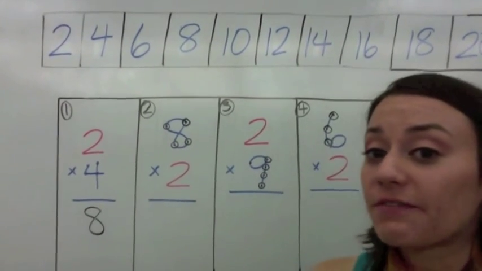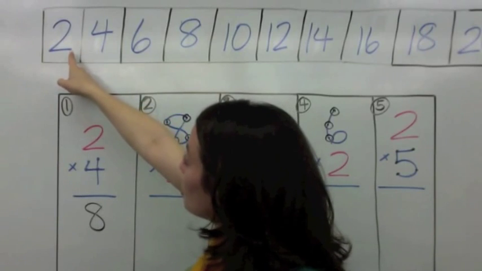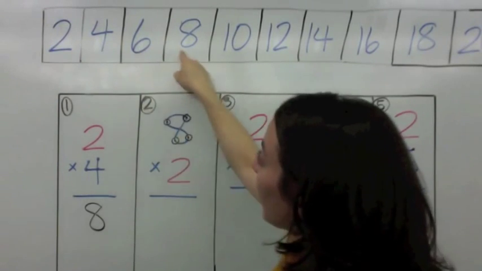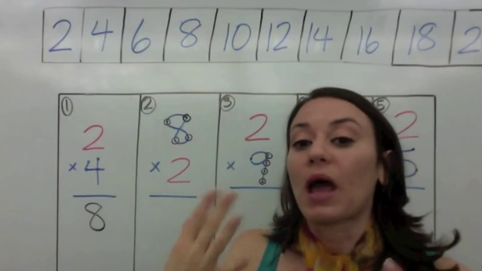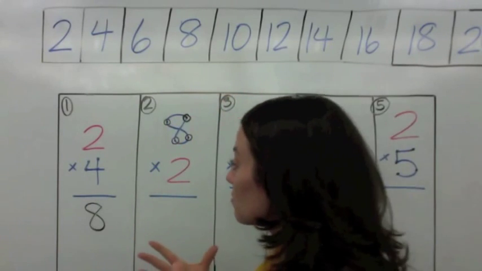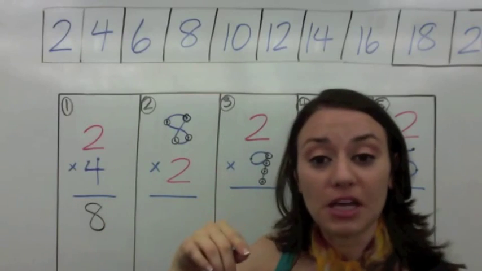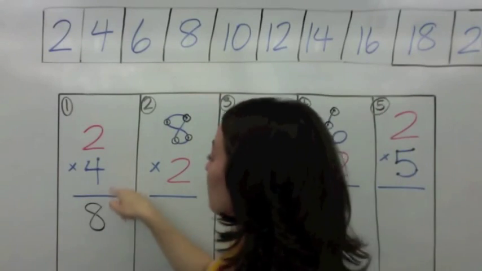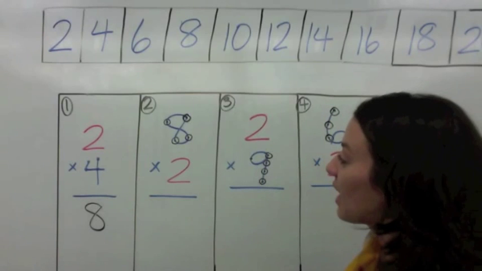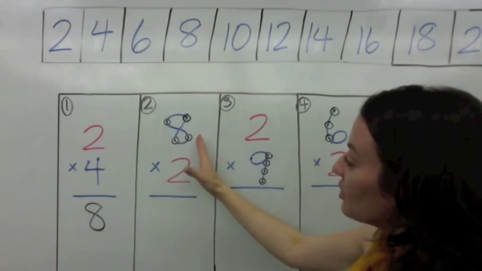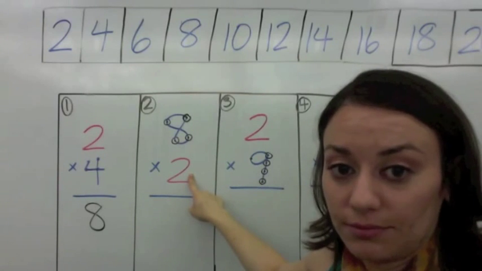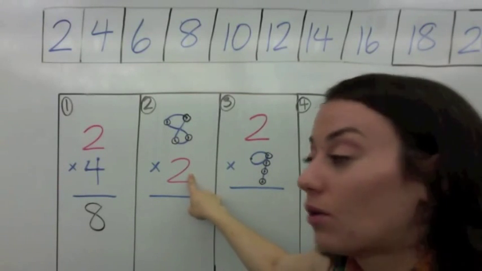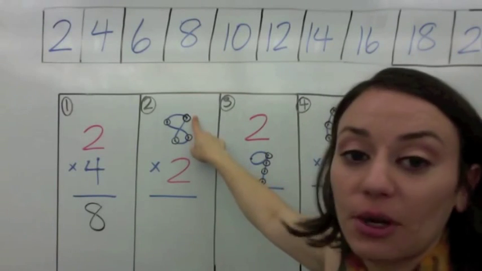You'll also notice that if you go up on the sequence chart and say 2, 4, 6, 8, you've also counted over how many times? 4 times. So how many times do you skip count by 2 to get to 8? 4 times, because 2 times 4 is 8. Now, with these, you're going to say the number without the dot, which is 2, and you're going to skip count with the dots on the number, okay?